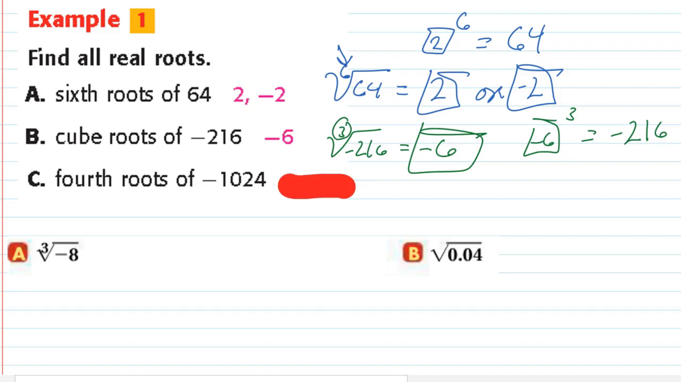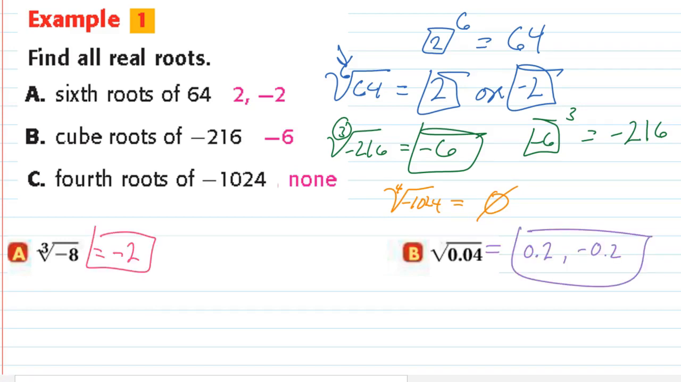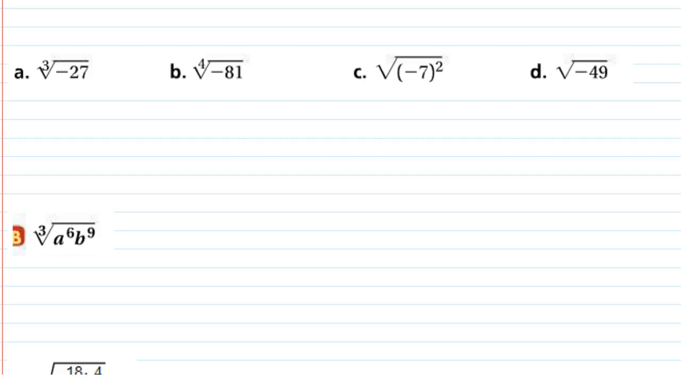Next, I have the fourth root of negative 1024. Hopefully you see that I have an even index but a negative radicand. What that means is I'm going to have no solution because I cannot take an even root of a negative number. Here's 2 more examples. Try doing those on your own and check your answers. We're going to run through these very quickly. I suggest pausing, trying them on your own, and then coming back to see if you did them right.